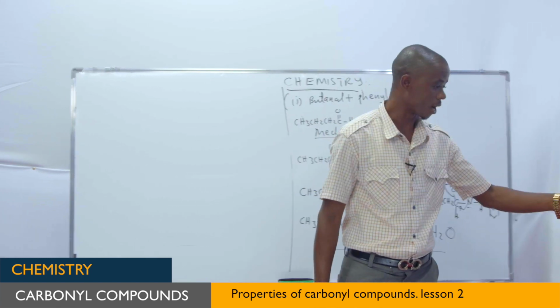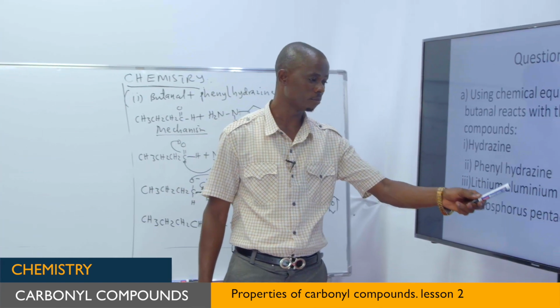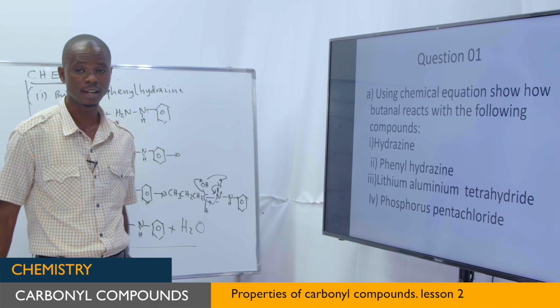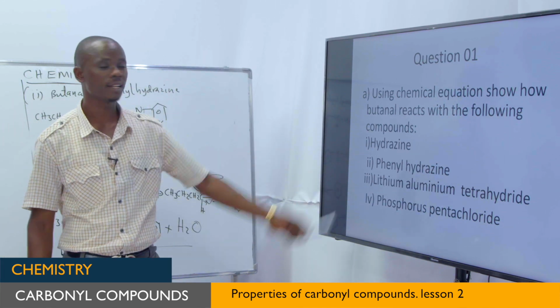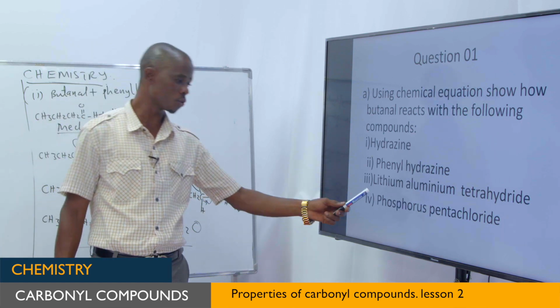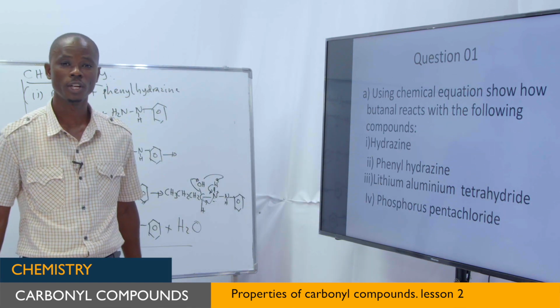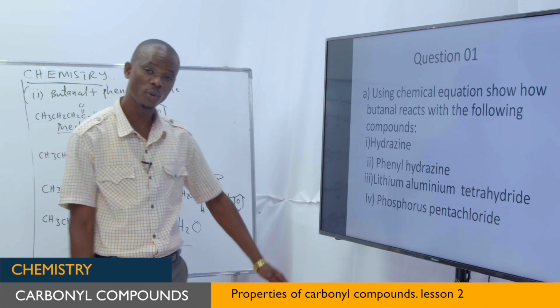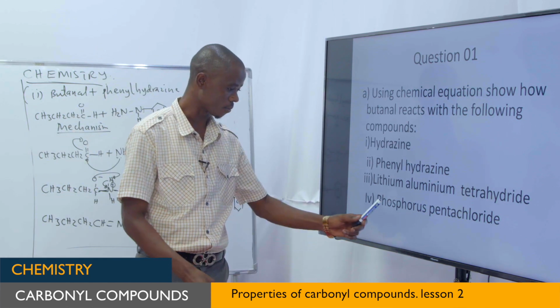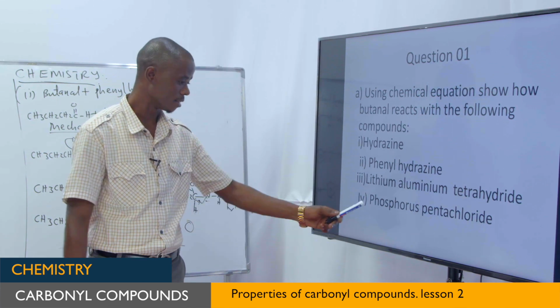Now this one is very simple. I can just guide you. Lithium aluminum tetrahydride reacting with butanal. This is a strong reducing agent. So butanal is an aldehyde. It can be reduced by this compound into an alcohol. You can take a piece of paper and try to do this one by yourself. But maybe you can give some mechanism on the fourth part.